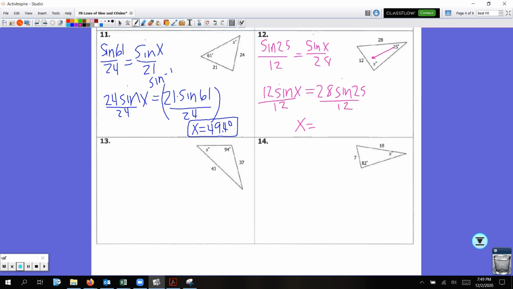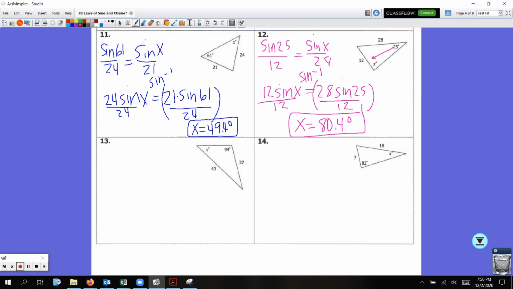And we're going to get, remember, inverse sine, because we're looking for an angle inside the triangle. Inverse inside. Do not forget, or you will get the wrong answer. So when I do inverse sine of 28 times sine 25, close parenthesis, divided by 12, I get 80.4 degrees.